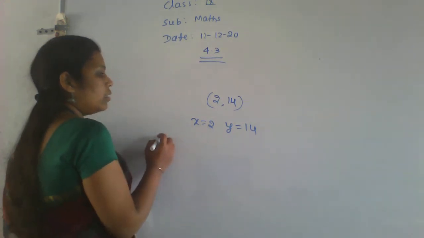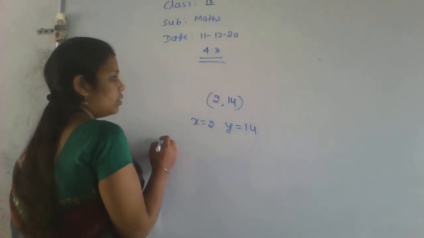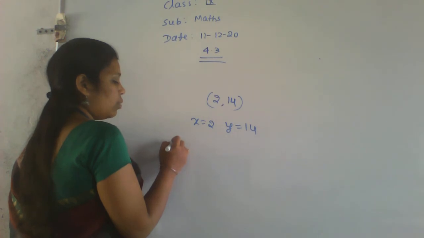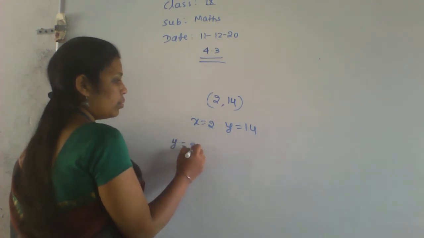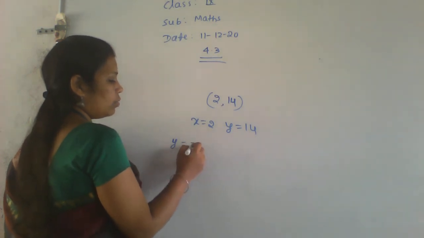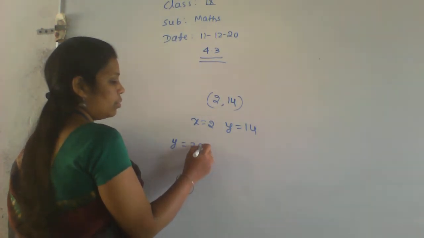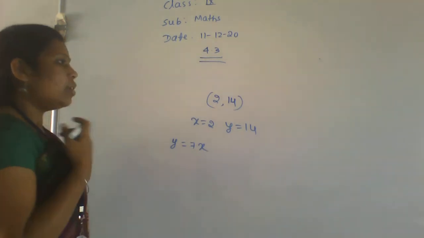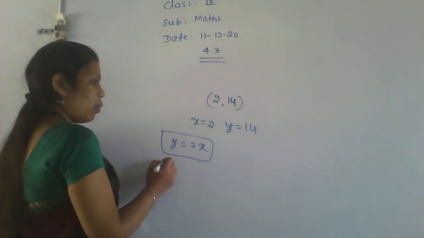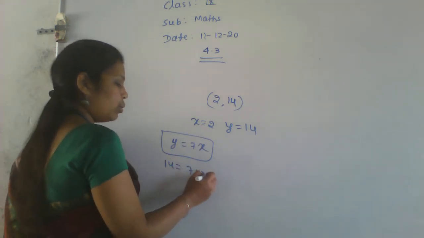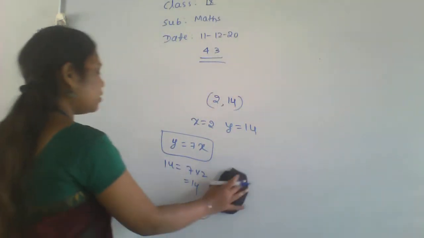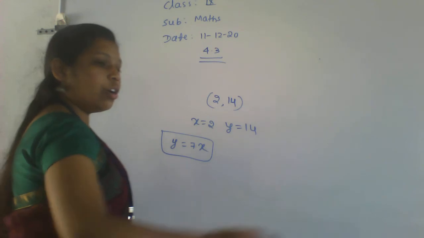See here, if y is equal to 7 into x. Okay, y is equal to 7x. This is also one equation. Observe, y is 14 and 7 into 2, you will get 14 only, right? So if the x value is 2, then you will get the y value as 14.